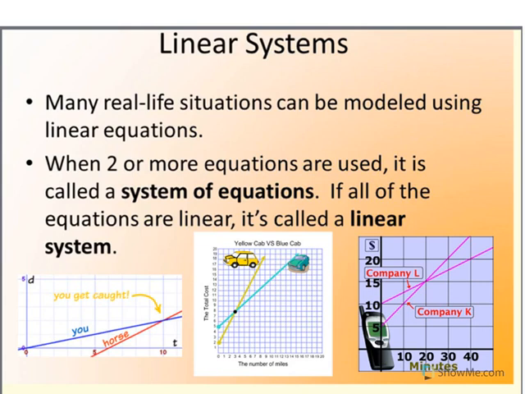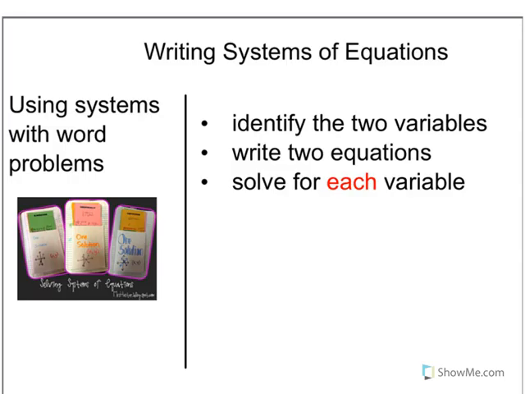Again, many real-life situations can be modeled using linear equations. Remember that when two or more equations are used, it's called a system of equations. And if all the equations are linear, then it's called a linear system. Systems of equations are helpful for us. They can help you figure out the time it would take to equal something. They can help with cost analysis when you're talking about two different options, such as what taxi service to use or what phone company to use. So systems of equations can be useful for a lot of different things.